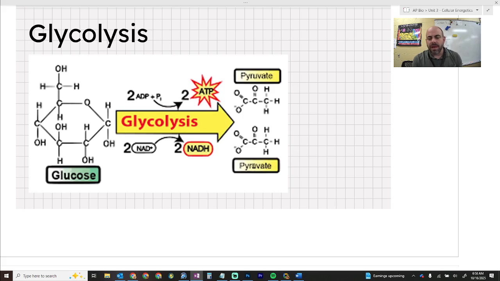Some organisms are able to get away with this. Glycolysis does not need oxygen in order to function, and so some organisms live without oxygen, are able to do glycolysis and produce enough energy to allow that organism to live.